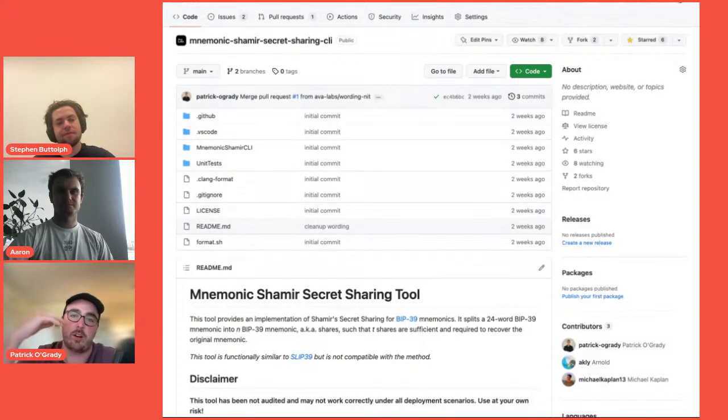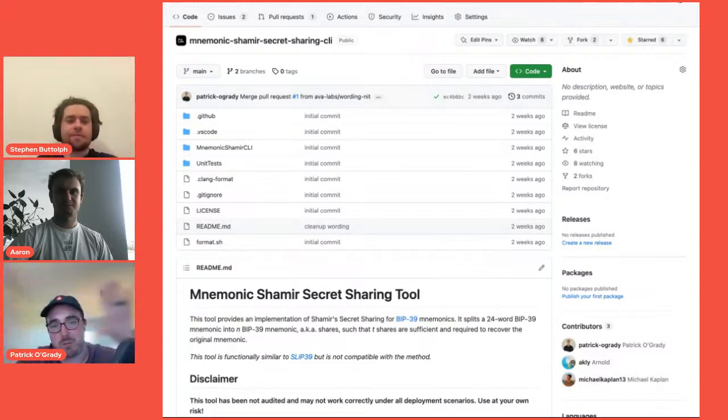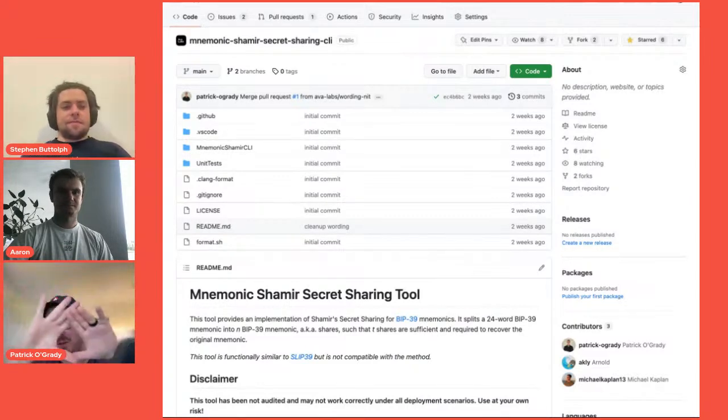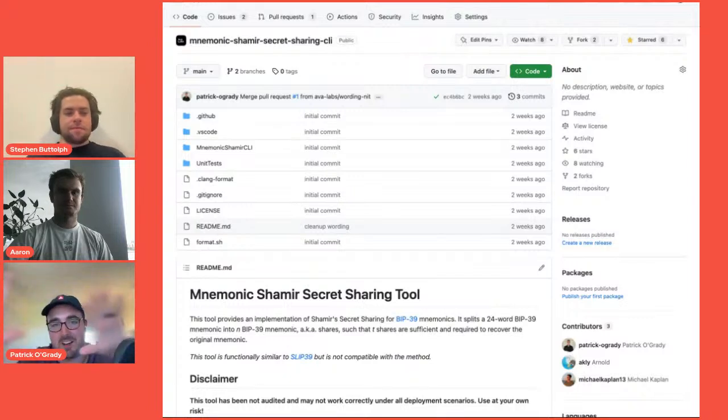And so this is where this tool comes in handy, which is, you drop your 24 words in. There's a lot of pretext here of running this on a secure computer, disconnected from the internet. We don't make it, just be careful. This is still something we're playing around with.